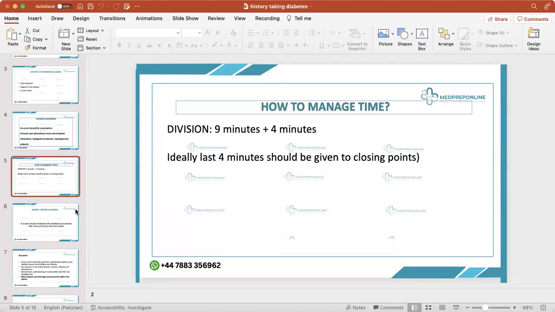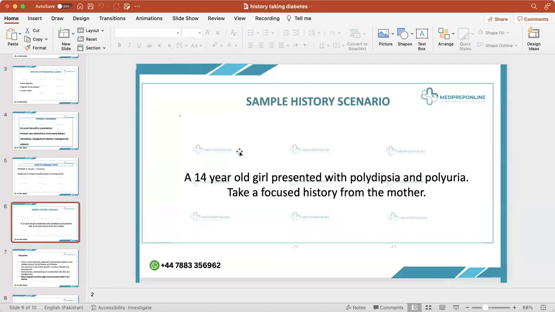I'd like to share a scenario, a sample history scenario. So a 14-year-old presents with polydipsia and polyuria. Take a focused history from the mother. Would anyone like to summarize what points you would like to ask? Then we'll just close the session.